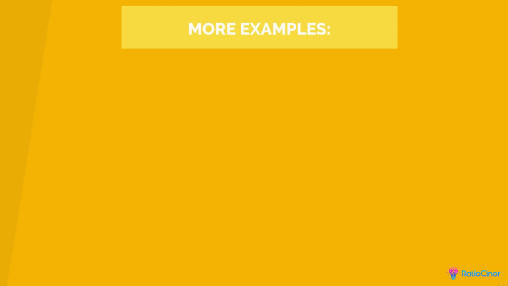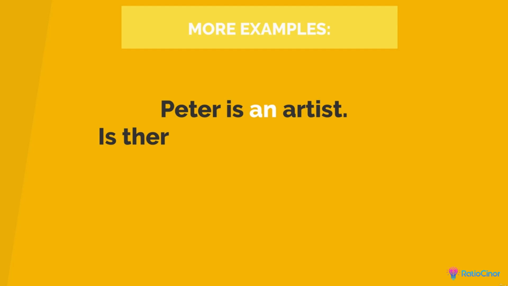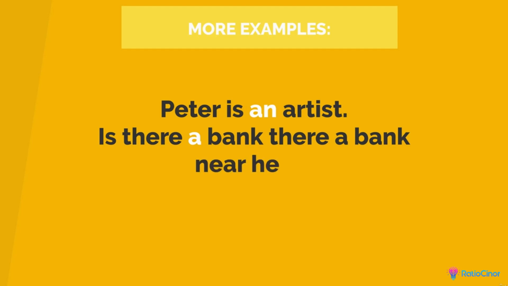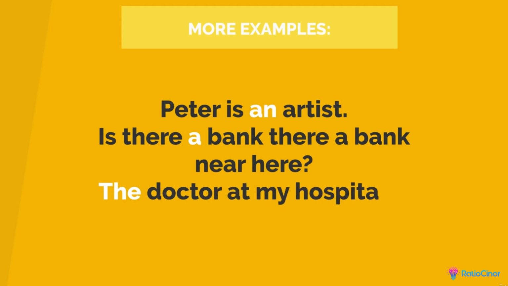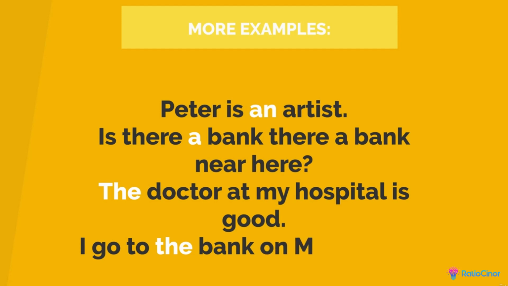More examples. Peter is an artist. Use a or an to talk about jobs. Use an before words that start with a vowel. Is there a bank there or a bank near here? Use a with is there and there is. The doctor at my hospital is good. Use the to talk about a particular doctor. I go to the bank on Main Street. Use the to talk about a particular bank.